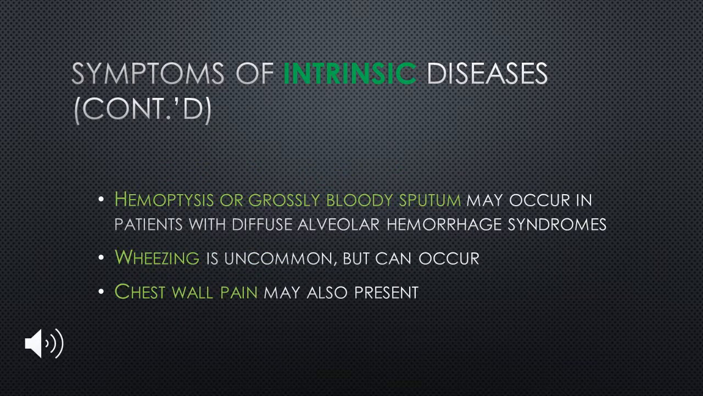If your patient has a lot of damage to those alveoli, they might present with some bloody sputum. They might also wheeze. Wheezing shouldn't be that common because it's not necessarily a narrowing or inflammation of those small airways. It's just a stiffening of all of that soft tissue. And then you may get some chest wall pain as well.